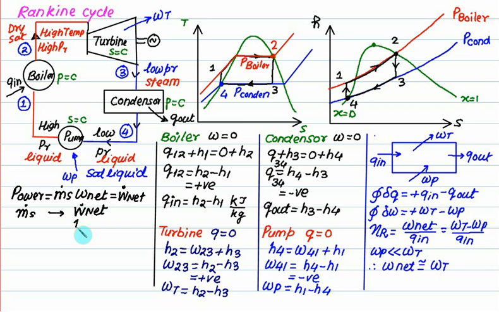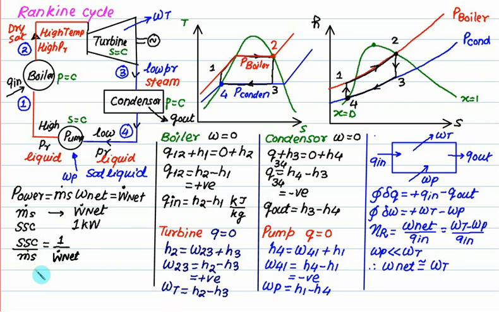So to produce 1 kilowatt of power, how much steam is supplied is called specific steam consumption. If you take a ratio of these two, what we get is SSC, specific steam consumption, divided by mass flow rate of fuel, that is the steam, equals 1 divided by W dot net. Only thing that you are always expressing is what?